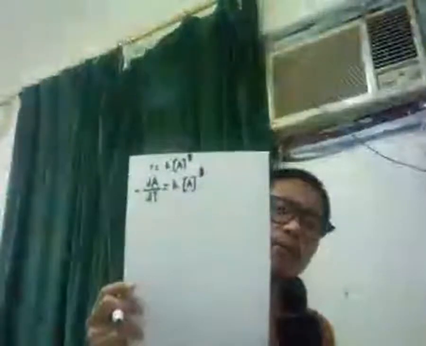Okay, negative dA over dt. Okay, let's integrate this one, guys. The K A raised to the power 1 is just KA. So the negative dA over dt is equals to KA. Now, this equation, integrate. Put a curved vertical line like this for both sides.